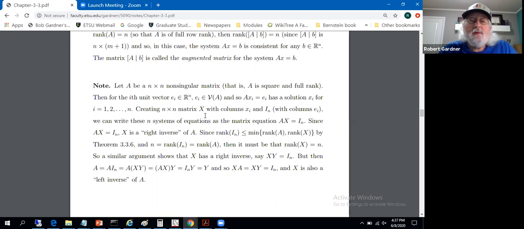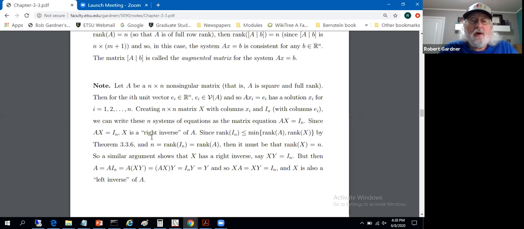So we'll create matrix X, also n by n, with the columns x sub I being these solutions from the system of equations upstairs, and matrix I sub n. By the way, its columns are the e sub i's, the standard basis vectors, you know, the ones and all the zeros. Then we can write these n systems of equations as a single matrix equation, AX equals I sub n. Restrict it to one particular column of X and a corresponding particular column of I sub n, and you get a single system of equations of this form.